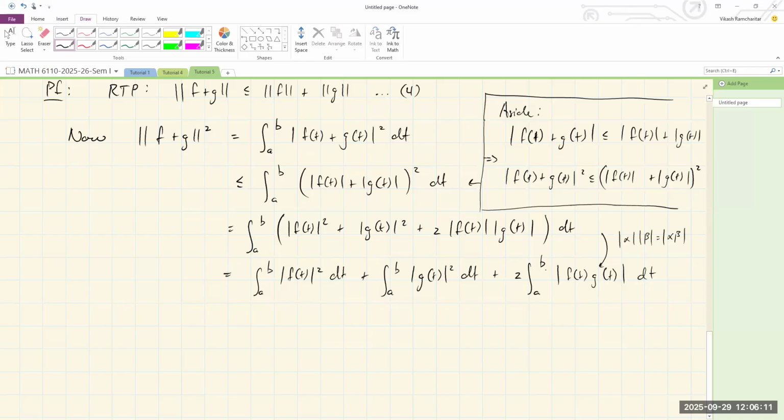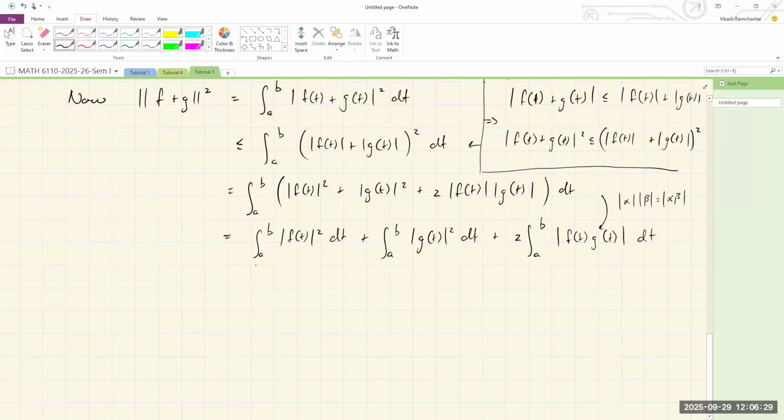Okay, so I get this term over here, and this last term here is the integral of a product. So this last term is what we're going to apply the Cauchy-Schwarz inequality to. And notice that this first term here is just the norm of f squared. This second term is just the norm of g squared, right? And this guy here is the left-hand side of the Cauchy-Schwarz inequality.